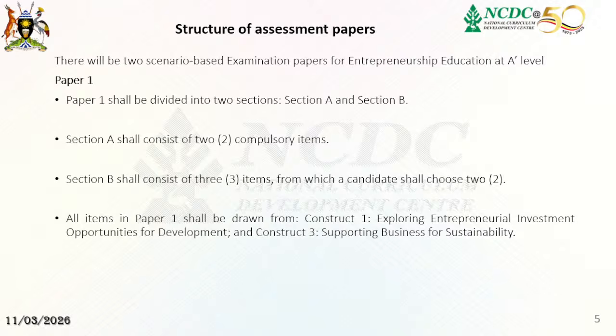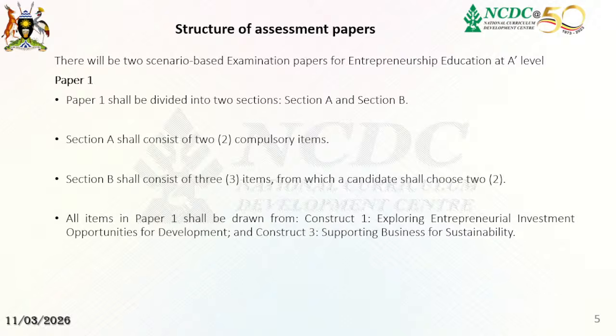Paper 1 shall be divided into 2 sections, that is, section A and section B. Section A of paper 1 shall consist of 2 compulsory items. Section B shall consist of 3 items, from which a candidate shall choose 2 items.